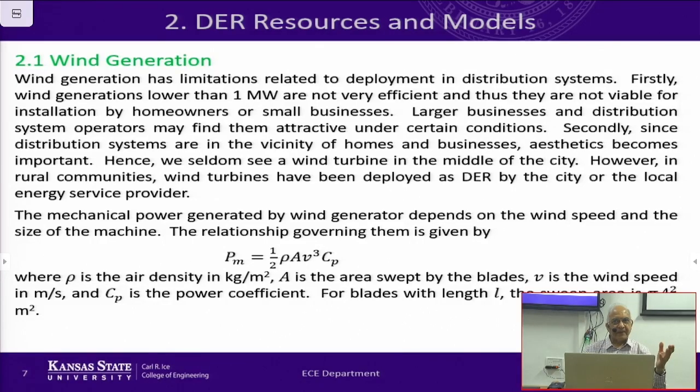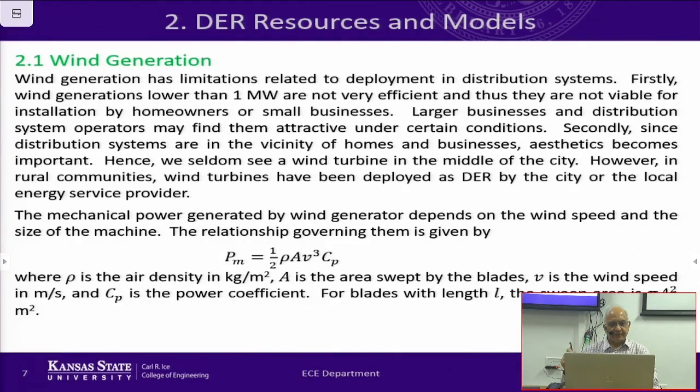But in rural communities, as I said, in Kansas, we have small villages with a small population. We can put in a 1 megawatt wind generator, and that can take care of the load of the entire city. So in rural settings it's possible to do that, but not in an urban environment.